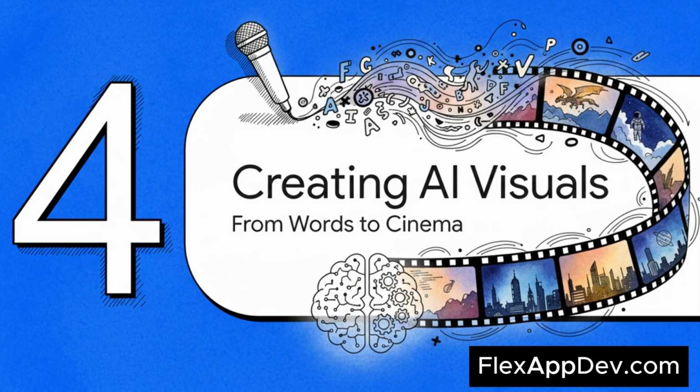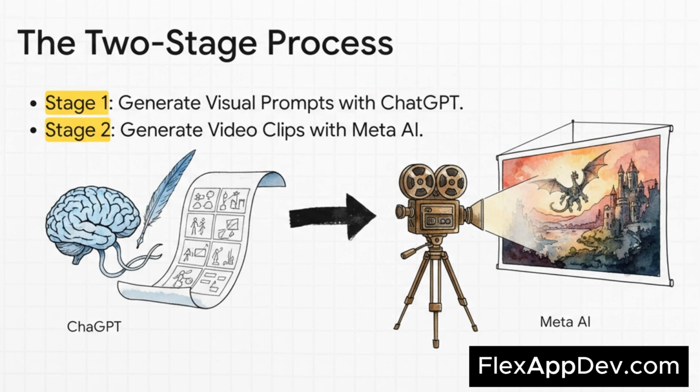Okay, we've got our script, we've got our unique voice. Now for the real magic, turning our words into actual cinema. For the best, most consistent look, we're going to use a 2-stage process. So, first, we're actually going to go back to our scriptwriter, ChatGPT. But this time, it's not a writer. This time, it's our storyboard artist. It's going to generate detailed visual prompts for every single scene. Then, we take those prompts over to our cinematographer, Meta AI, to create the final moving clips.